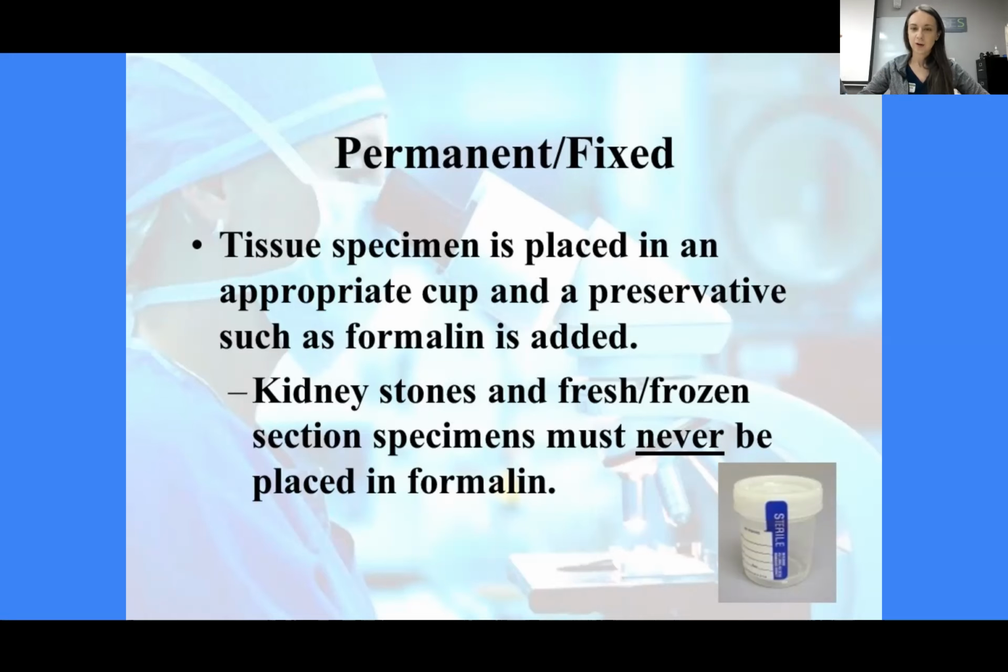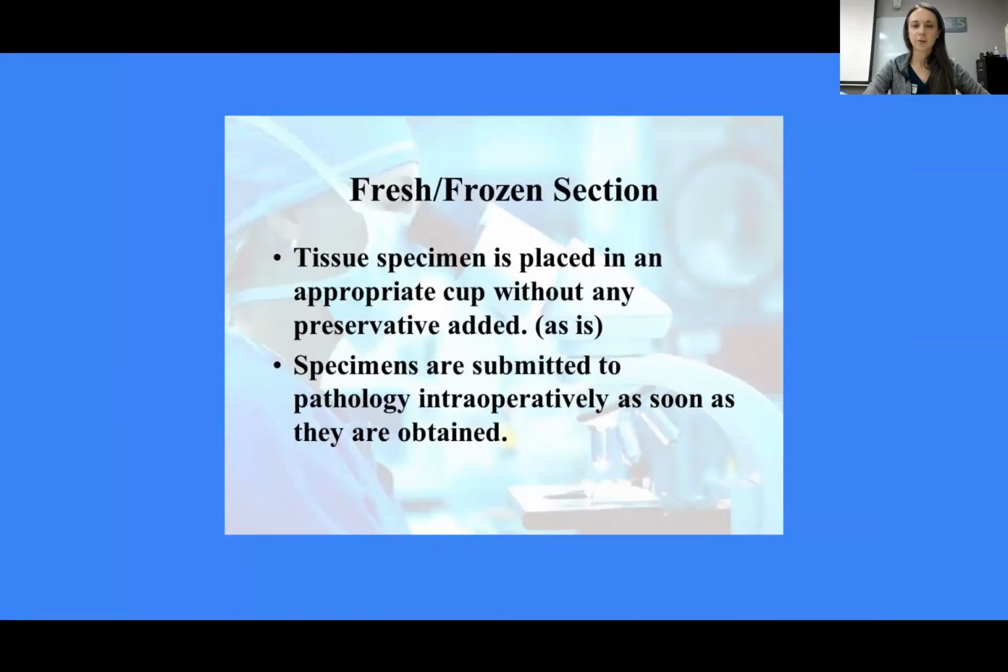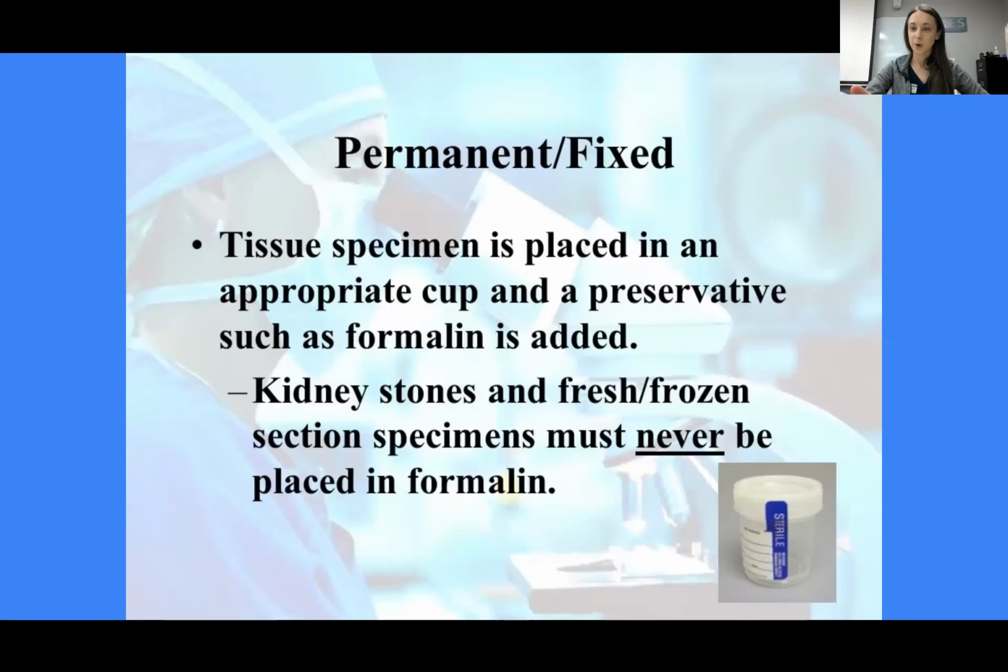So usually you're gonna have the options of, here it is, fresh, frozen, or permanent. Another word for permanent is gonna be fixed, and I will explain why that is. But you need to know that there's 3 options anytime you send a specimen. So I would make some notes on the side if you need to about just specimens.